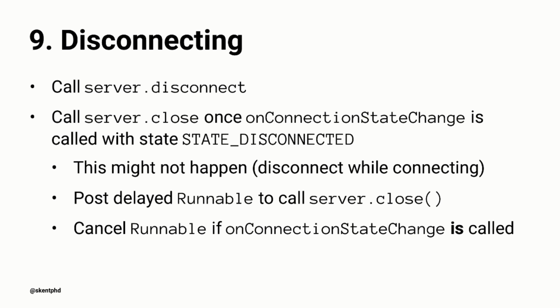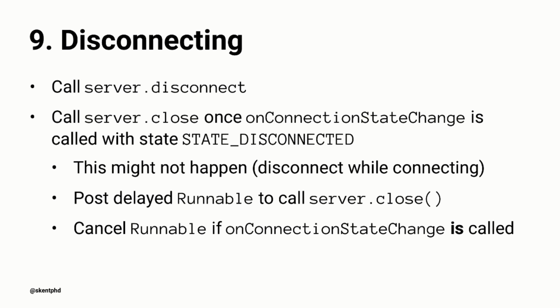However, sometimes when you call disconnect, you never get a callback with state disconnected. In particular, this happens if the connection was not yet established. So if you've called connect, but you haven't actually finished connecting, and then you call disconnect, it will just kill the connection, but you won't get a callback. So you can't rely on the callback.